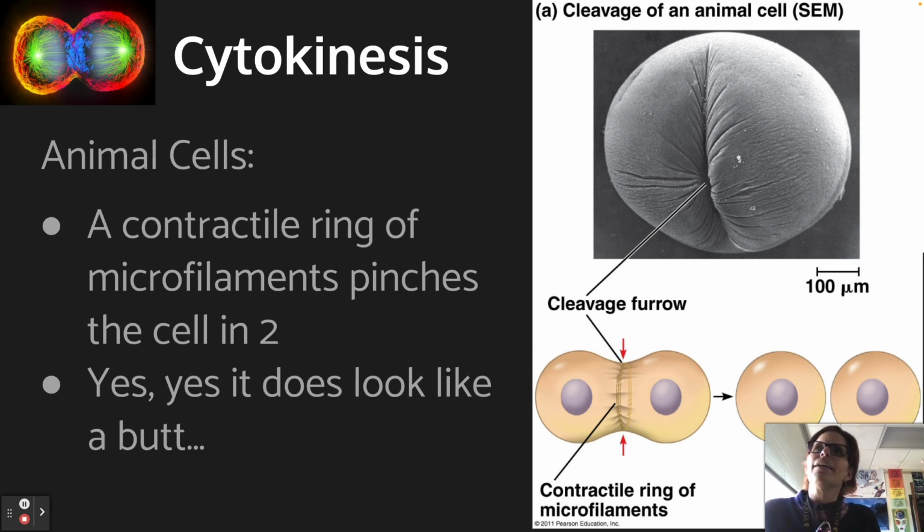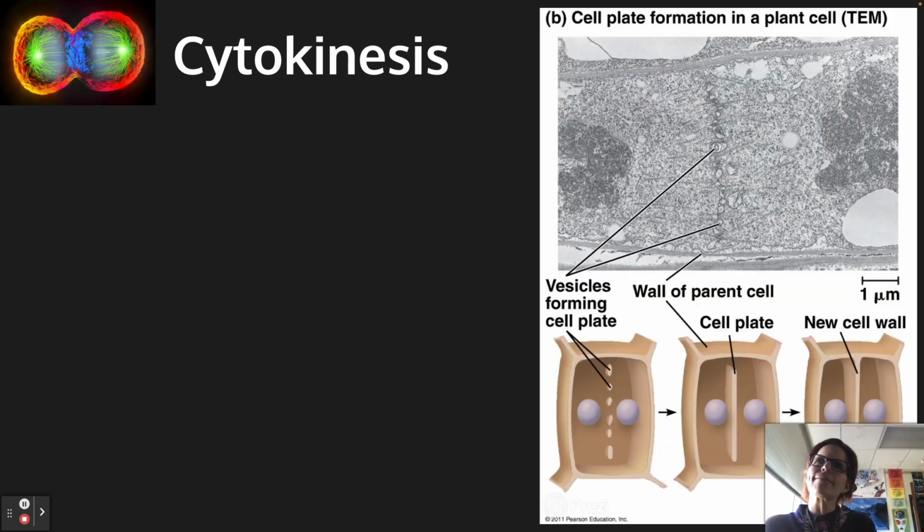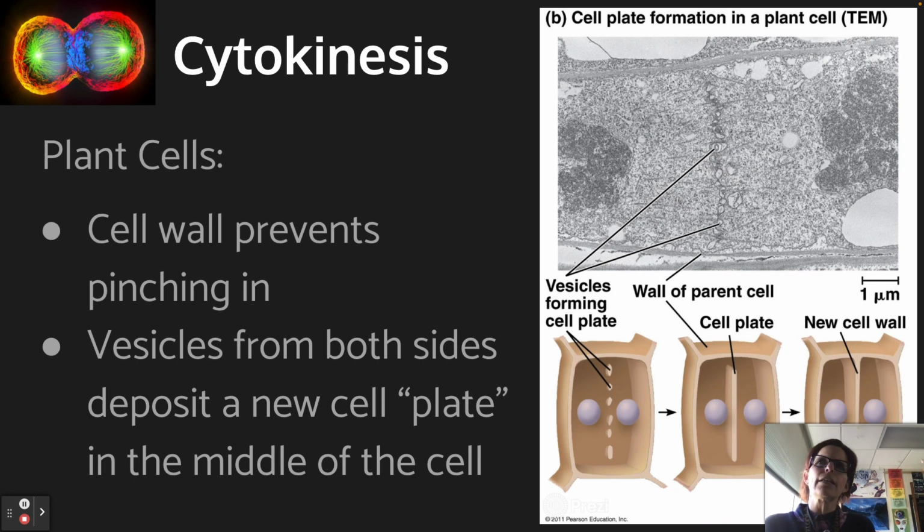Okay, we remember that. Animal cells can pinch in. So that's what cytokinesis is when it's pinching in. But plant cells, because they have a cell wall, they can't pinch in. So it forms a cell plate in between the two new nuclei, and that's how the cell divides.